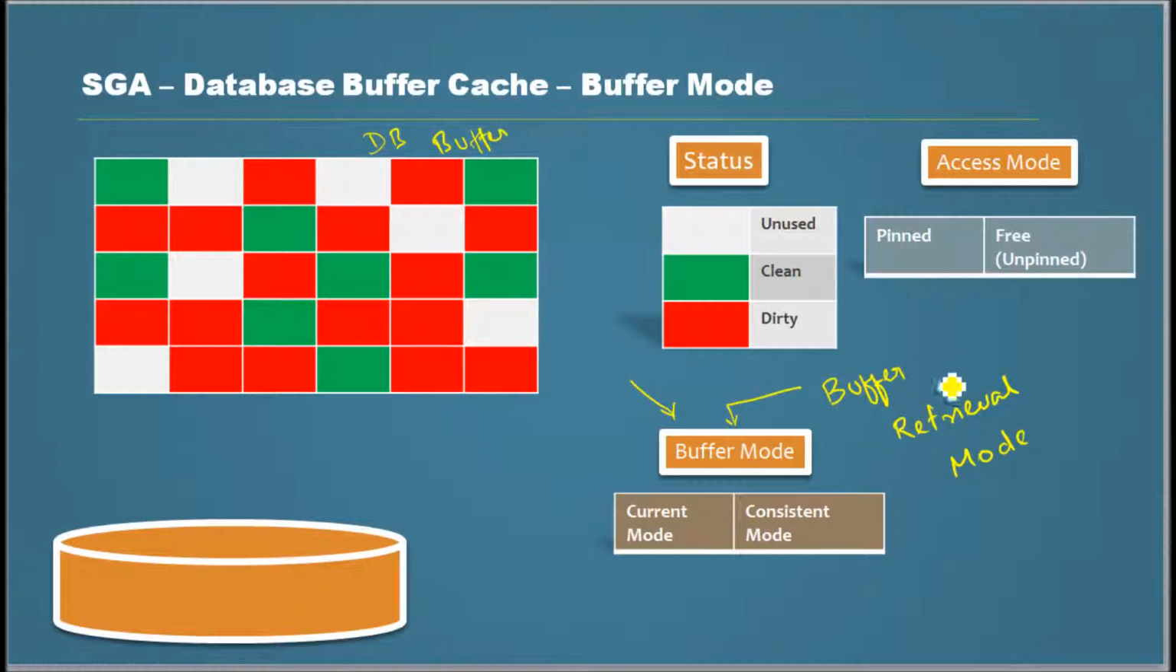Okay, but Oracle still calls it buffer mode, and let me call it buffer retrieval mode. Okay, the reason I'm calling it that is, when a buffer is accessed, it can pin it or unpin it, that's fine, but it can access and retrieve the data from the buffer in two modes. One is as it is, whatever is there, whether it's dirty or clean, right? No issues. It just reads whatever is there. That is called current mode. Okay, so whatever is there, it reads it and gives it to the client who wants it, right? Client session. When I mention client session, it's called current mode.